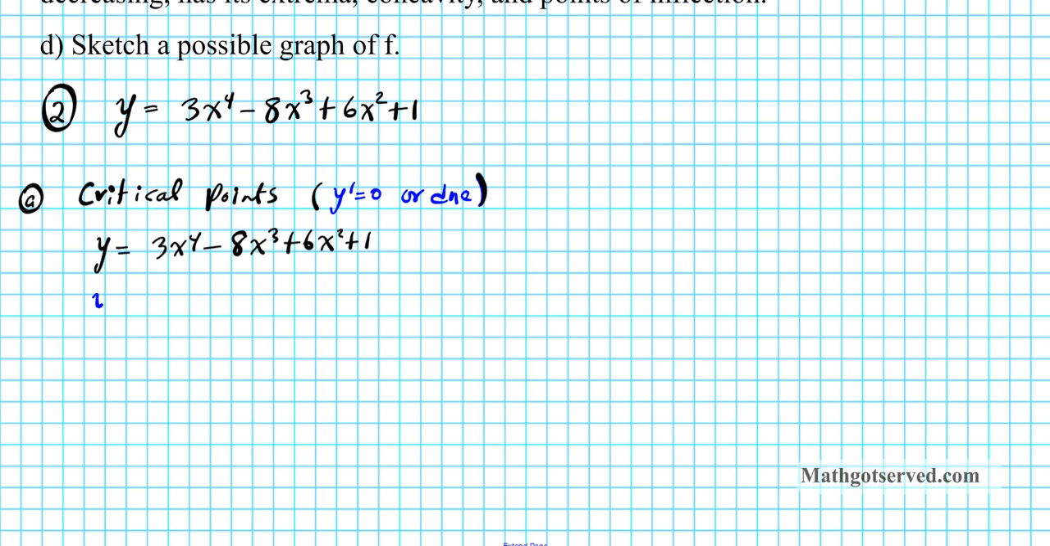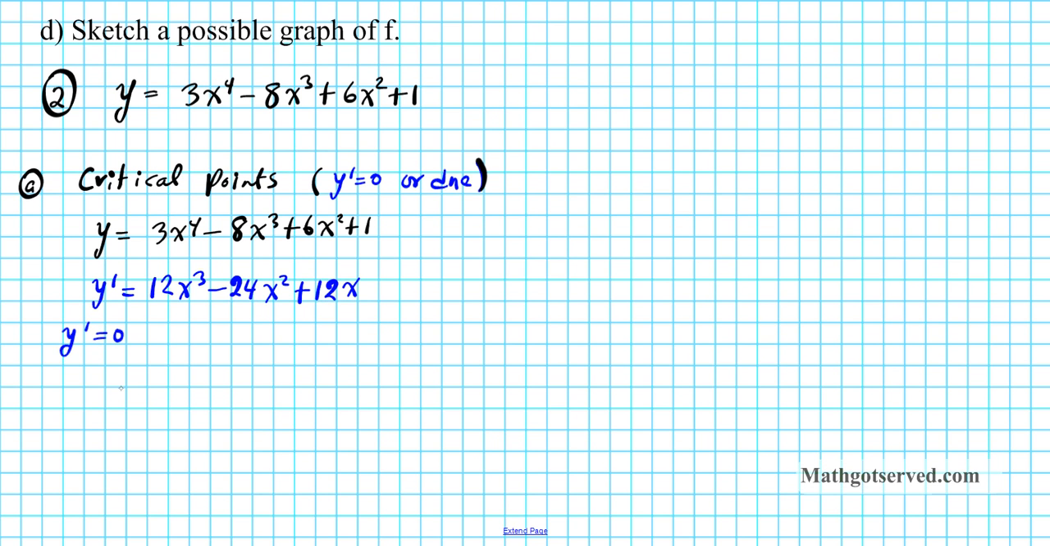The derivative y prime is equal to 12x to the third minus 24x squared plus 12x. Okay, so this is a cubic polynomial that's continuous. It doesn't have any cusp or vertical tangent, so we know the derivative will always exist here. So let's focus our attention on solving for when y prime is equal to 0. All right, so let's go ahead and do that.